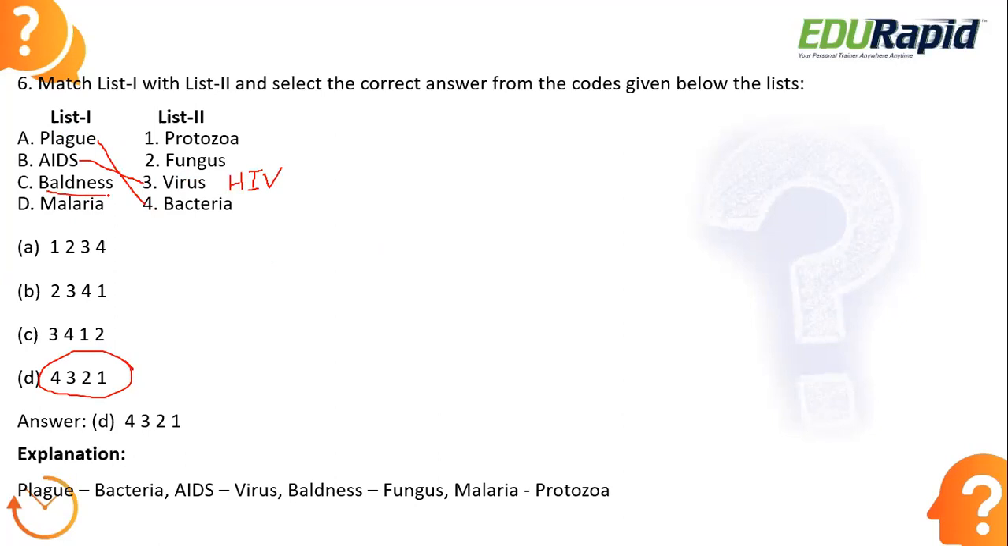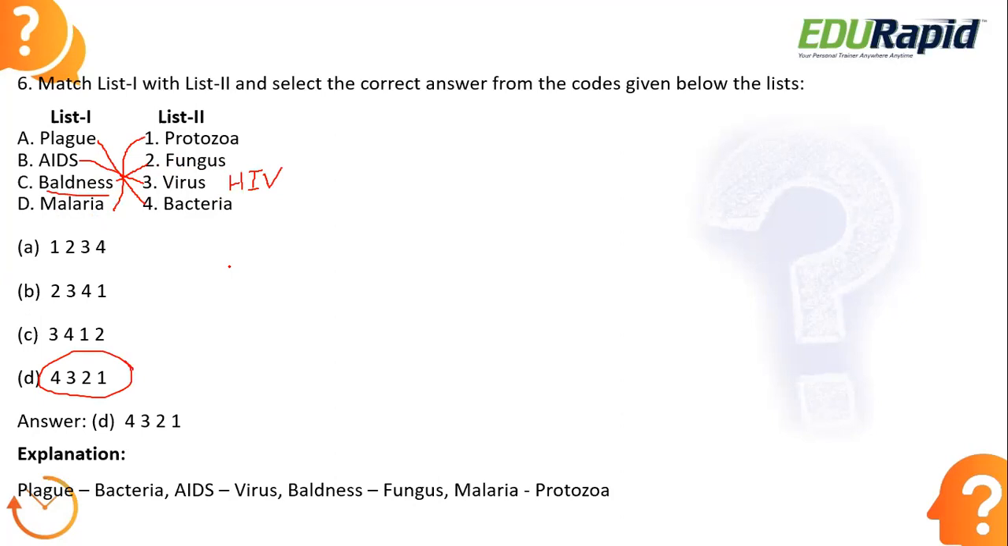Baldness is caused by a fungus that enters the stem cells of the hair. If the fungus is present there, it is a major reason for baldness in an individual. That is one of the reasons, and it can also be because of heredity. And malaria is caused by protozoa.